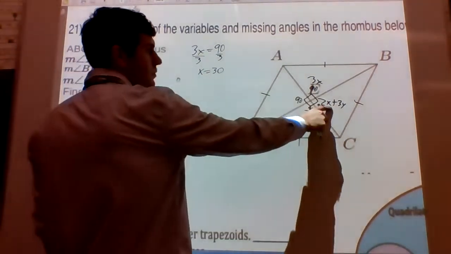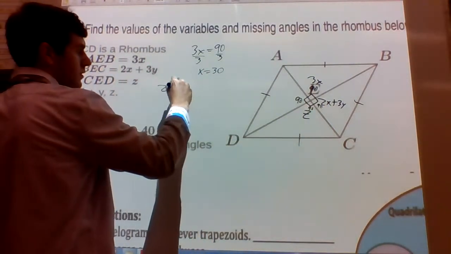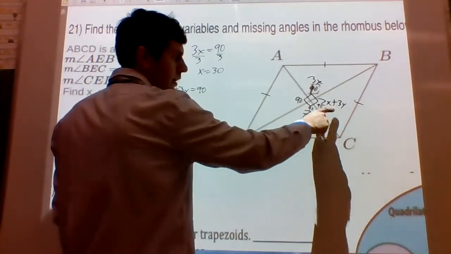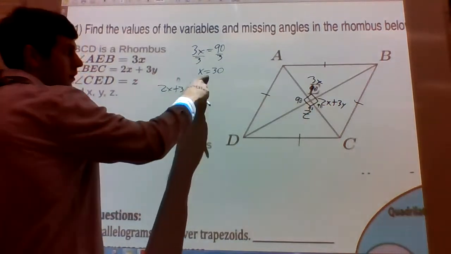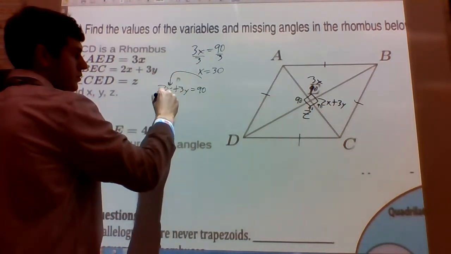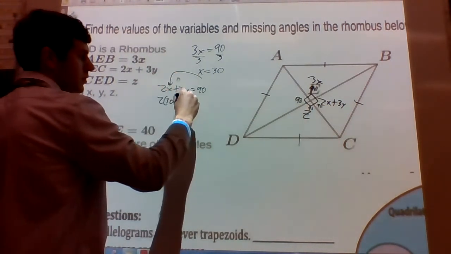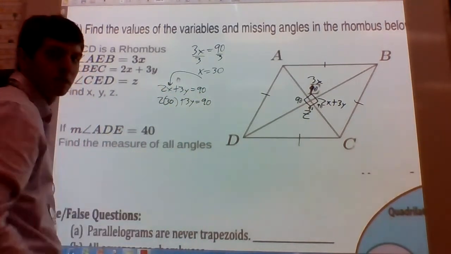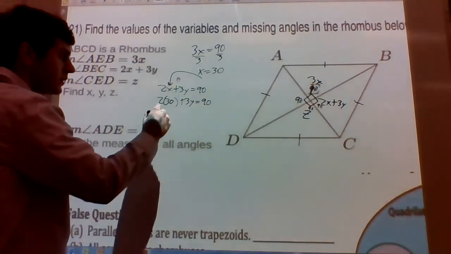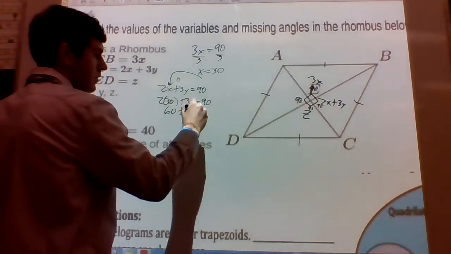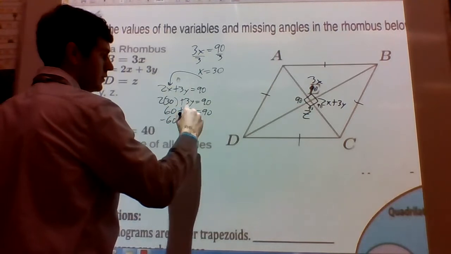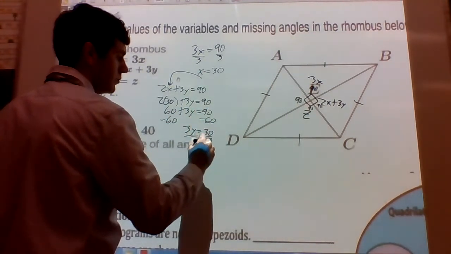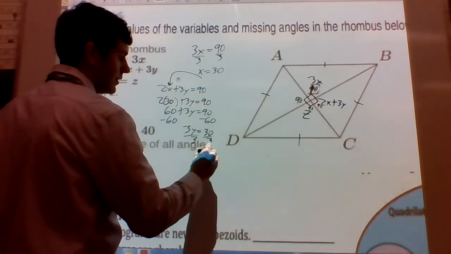We know 2x plus 3y is going to equal 90, because this angle is 90, this angle is 90, this angle is 90. We know x is 30. So 2 times 30 plus 3y is 90. 2 times 30 is 60. Subtract 60. 3y is 30. Divide by 3, we get y equals 10.